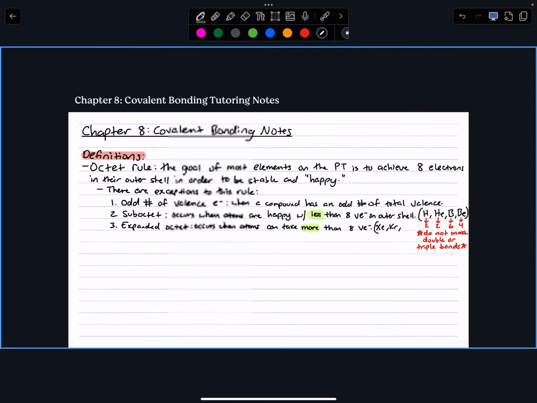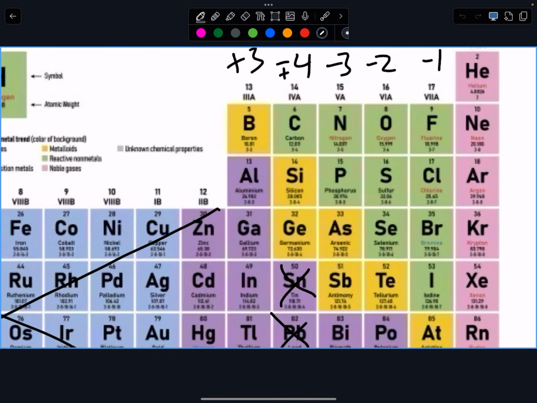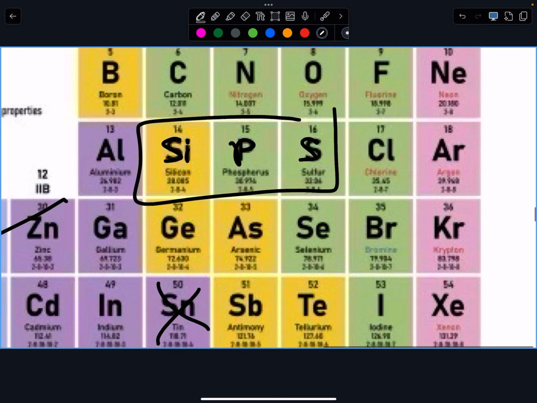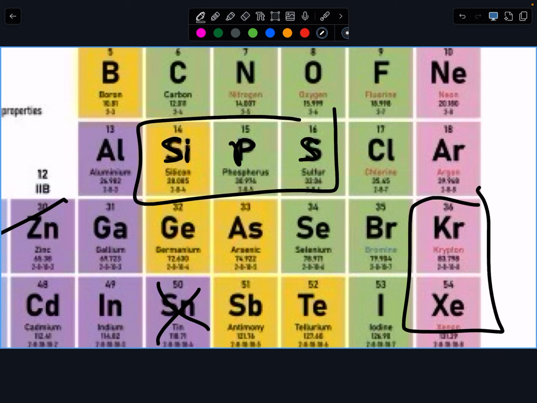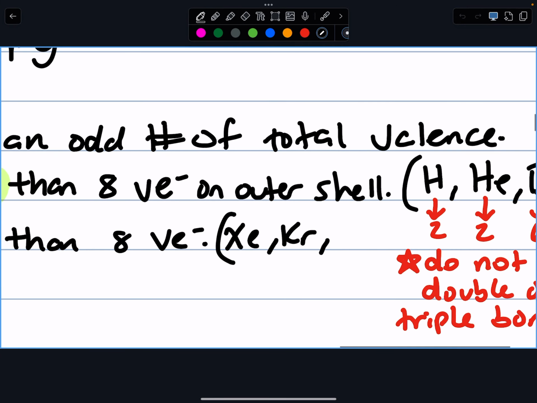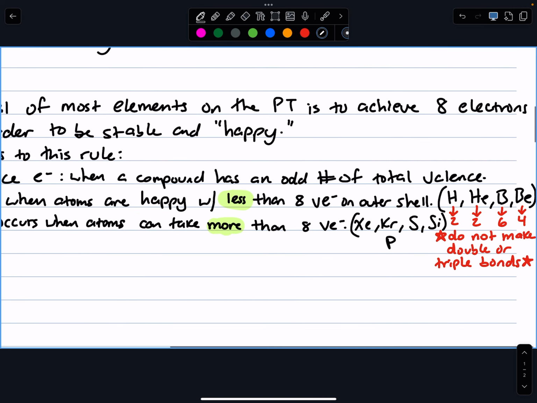What do I mean by SIPs? Let me get a periodic table for a second. Right, they're in order. Look at them. SIPS. So those 3 are expanded, and then also krypton and xenon are also expanded. So those 5 that you know of can do more than 8 valence on their outer shell. Okay, so I'll put S, Si, and phosphorus. Any questions on that?